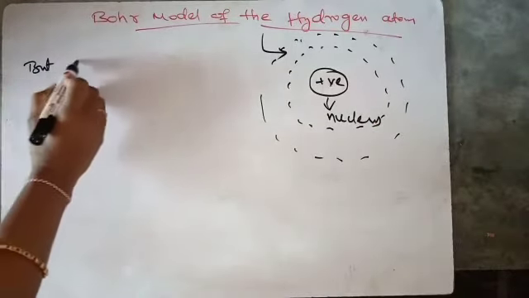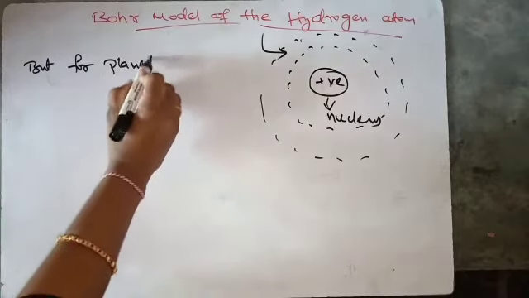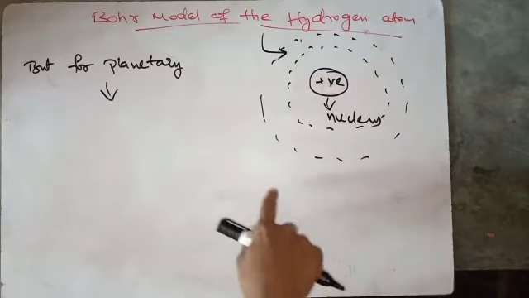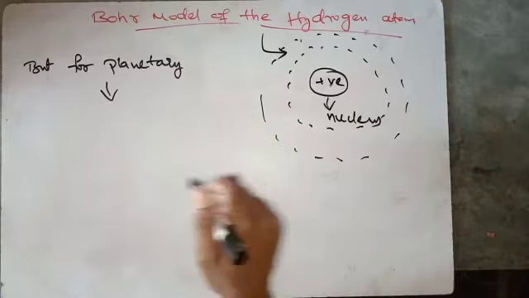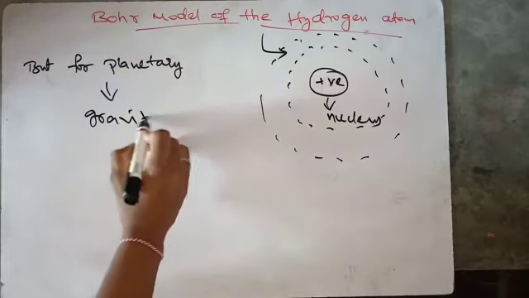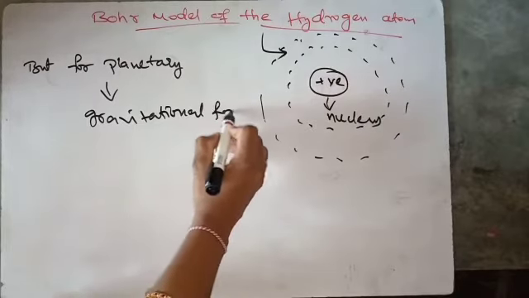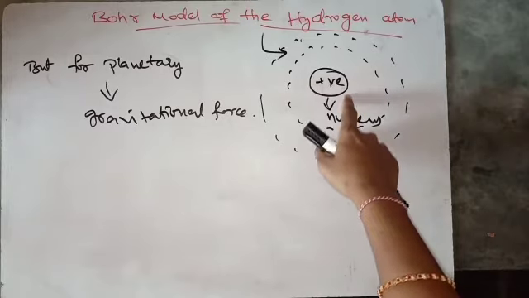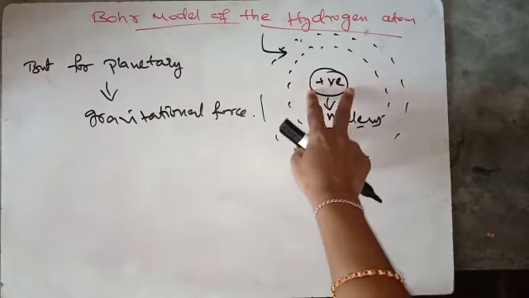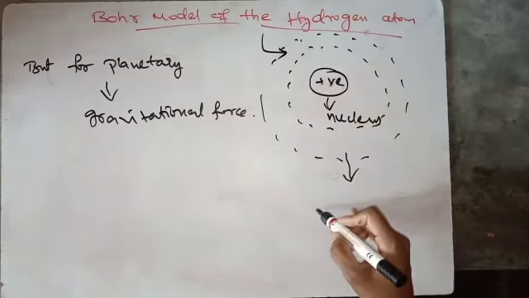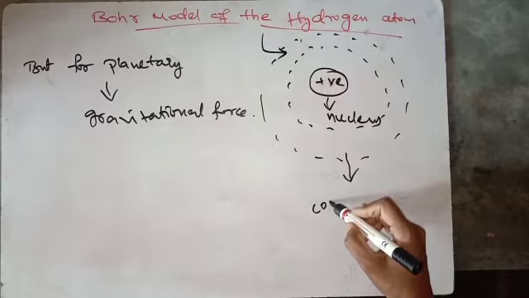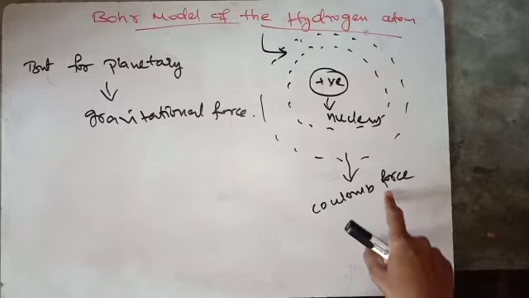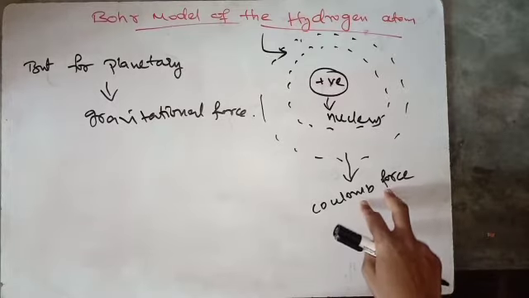But for a planetary system, the force which keeps the sun-planet system stable is gravitational force, right? But for this atomic system, the force which keeps the electrons and the nucleus bonded is nothing but Coulomb's force. The force between the charges is known as Coulomb's force.